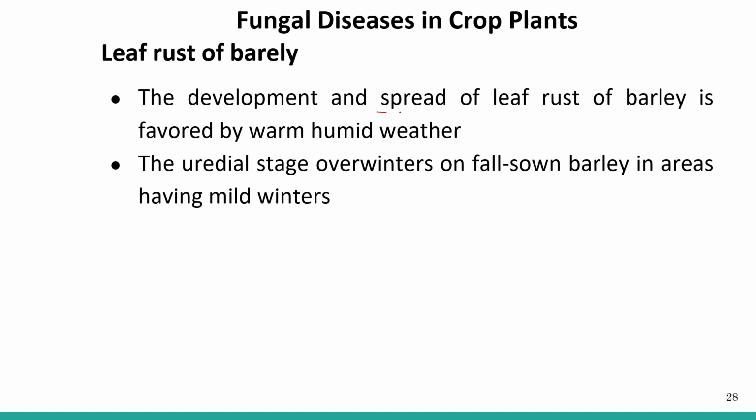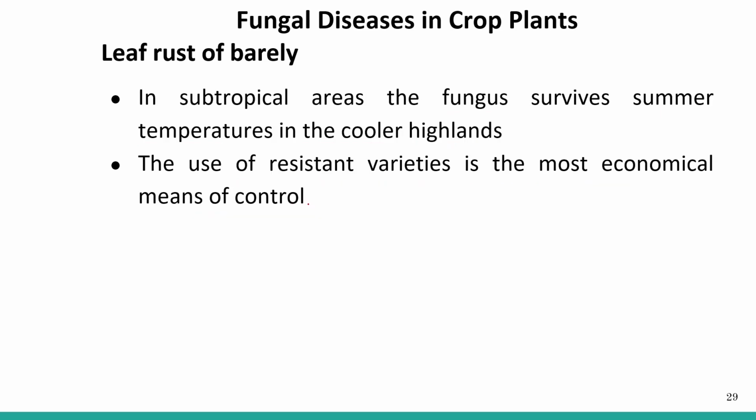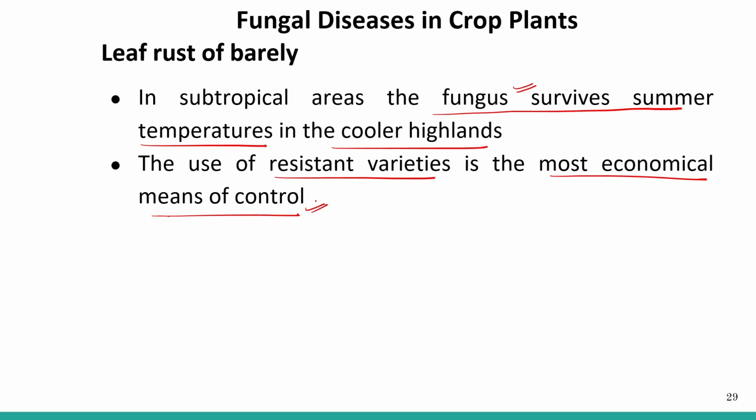The development and the spread of leaf rust of barley is favored by warm, humid weather. So they require quite warm, humid weather for this particular infection. The uredial stage overwinters on fall-sown barley in areas having mild winters. In the subtropical areas the fungus survives summer temperature, so they require quite a summer temperature in the cooler highland. The use of resistant varieties is the most economical means of control. So if we want to control this particular pathogen, then we must use resistant varieties.